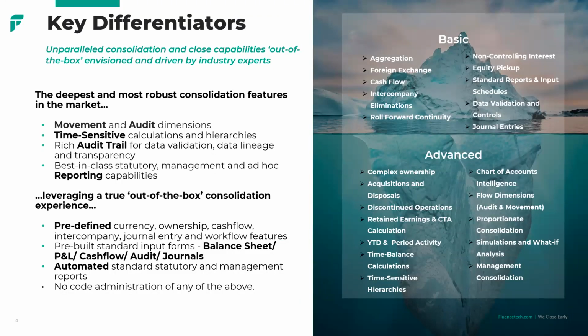Now, when you think about consolidation, we think of it in two key areas. And some of the key differentiators, this isn't necessarily focused just on the Fluence side, but it's when you think about what is a true consolidation system. We know that some organizations can be very simplistic and not very complex in their ownership. Maybe there's only one or two entities that need to be consolidated. So some of those may fall into the iceberg above the water, where it's very basic consolidation functionality.